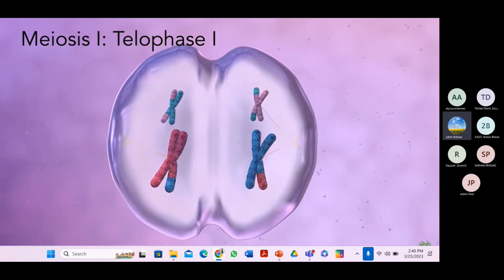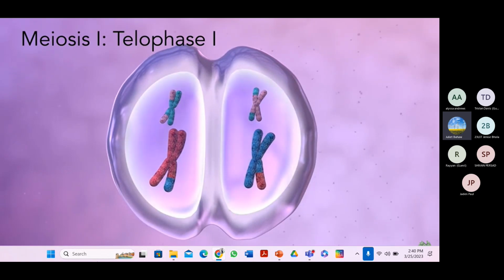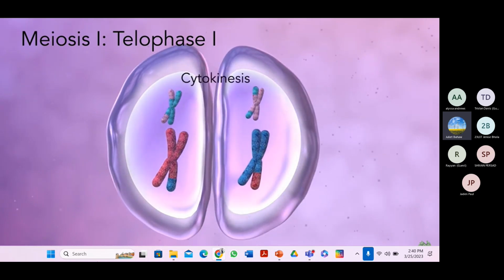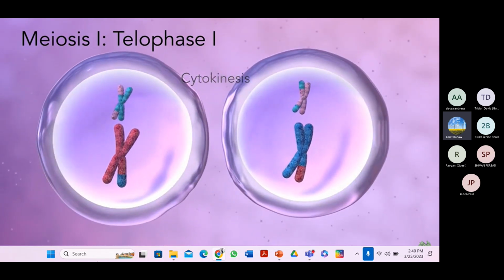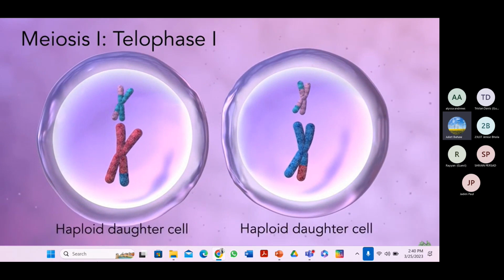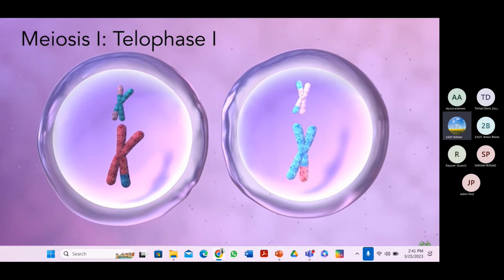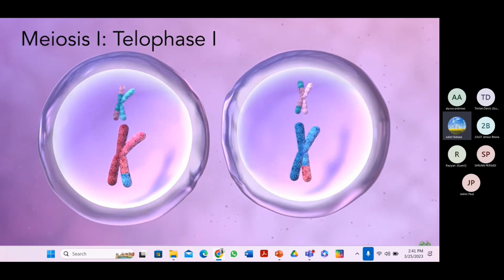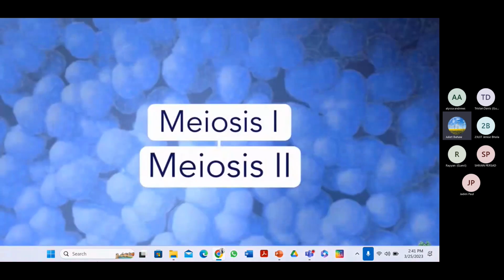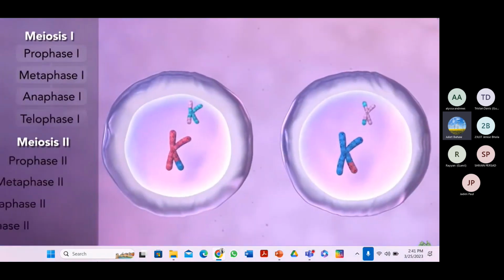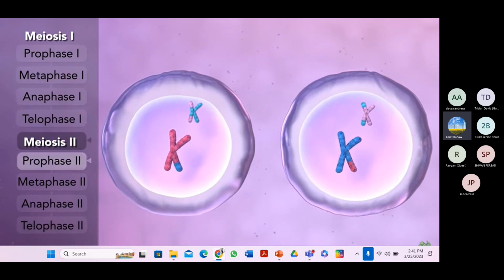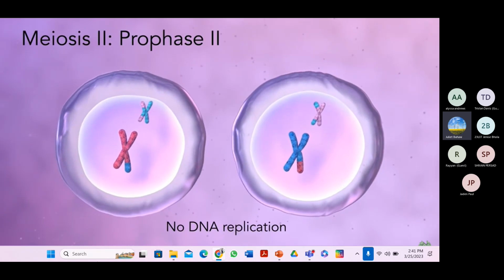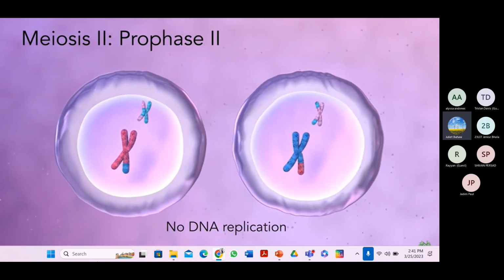Then, spindle fibers disappear, and the nuclear membrane reforms around the chromosomes. Finally, cytokinesis occurs. Meiosis I ends with 2 genetically different haploid daughter cells. Each haploid cell contains only 1 set of chromosomes consisting of paired sister chromatids. Both cells now enter the next stage, meiosis II. However, unlike meiosis I, DNA does not replicate before meiosis II begins.